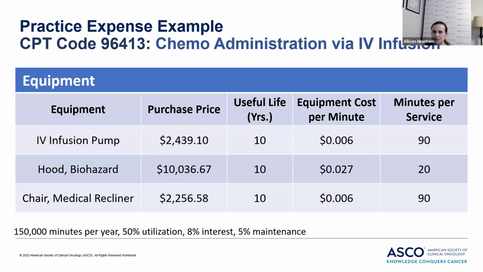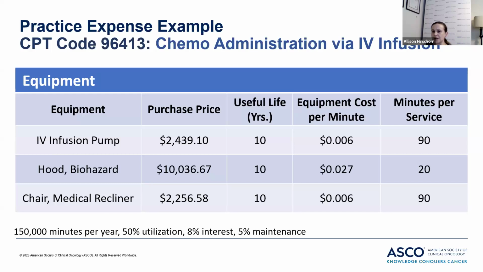The last piece is the equipment. For 96413, there are 3 pieces of equipment: an IV infusion pump, a biohazard hood, and a medical recliner. In order to calculate the equipment PE, the following items are factored into the calculation: the equipment costs, the useful life of the particular piece of equipment, and interest rates. Purchase price is determined using invoices and information submitted by specialty societies during the RUC process, other stakeholders, and industry, as mentioned in the previous slide.